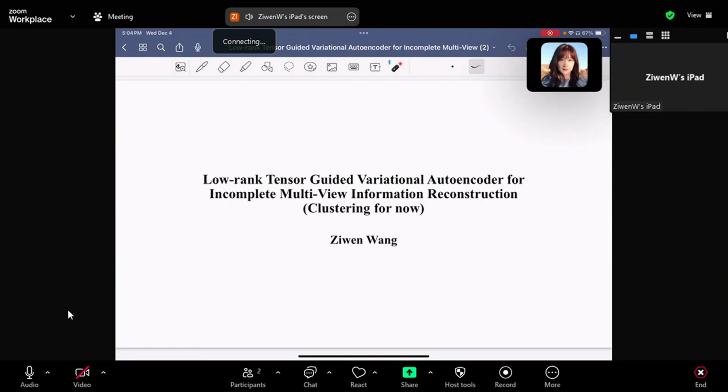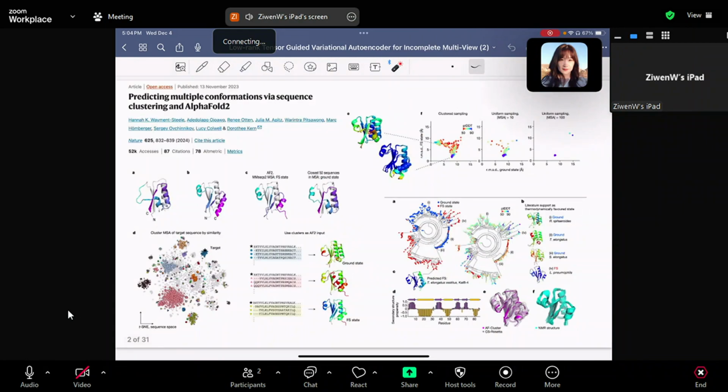Okay. So the title here is low-rank tensor-guided variational autoencoder, which we've learned in class, for incomplete multi-view information reconstruction. Due to time constraints, we can only do clustering for now. The inspiration for pursuing a study in this subject is from this article, which was published in November 2023, not too long ago.